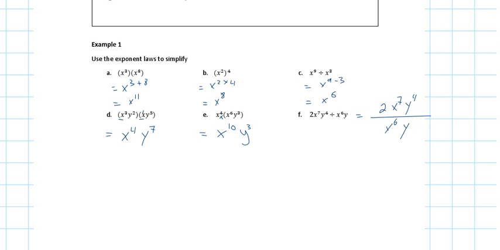What do I do with the number 2? Can I simplify it? Can I get rid of it? Can I do anything with it? There's no number at the bottom. It's a 1. 2 over 1 stays as a 2. I have to leave it. Okay? Now, how about the x?